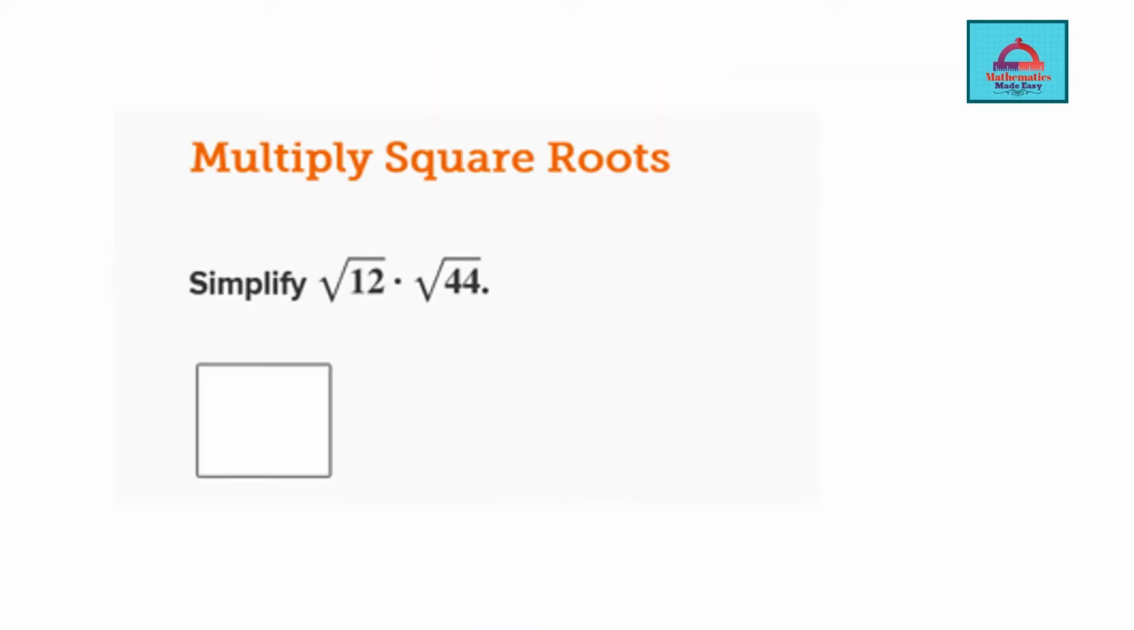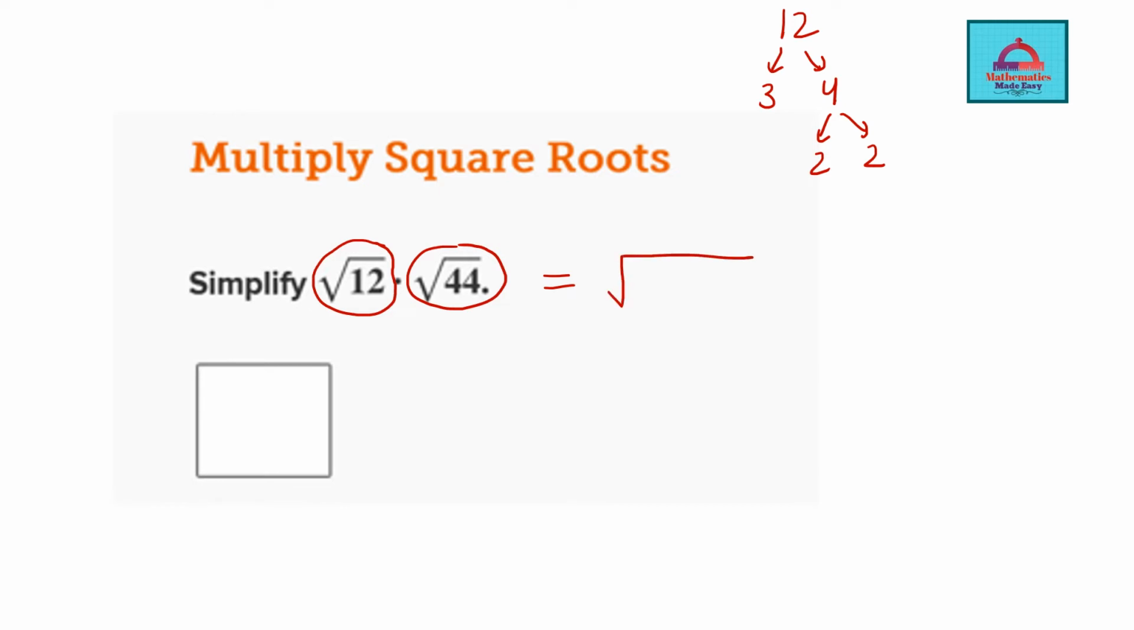Okay, another one of the same type. Here again, as you see, there is multiplication of two radicals. One is square root 12, one is square root 44, and you are multiplying them both. So what is the prime factorization of 12? It's very easy. 12 can be written as 3 multiplied with 4, and 4 can be written as 2 multiplied with 2. So directly I can write square root of 12 as 2 multiplied with 2 multiplied with 3.